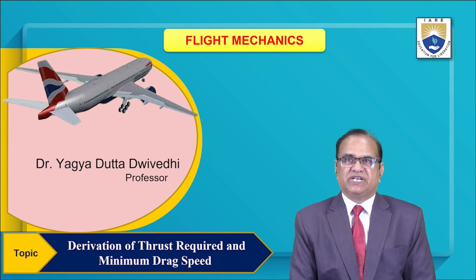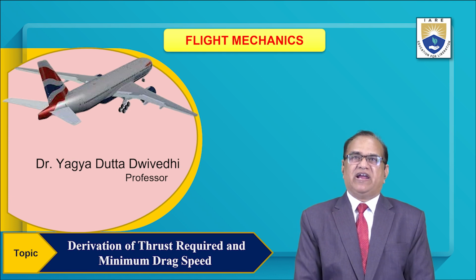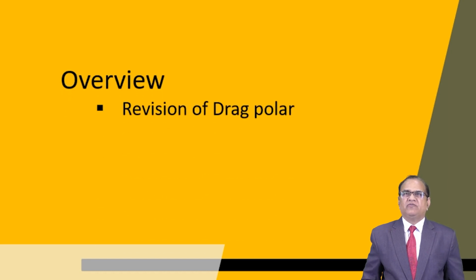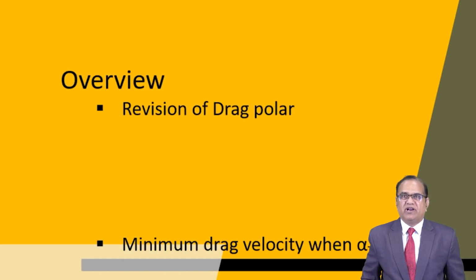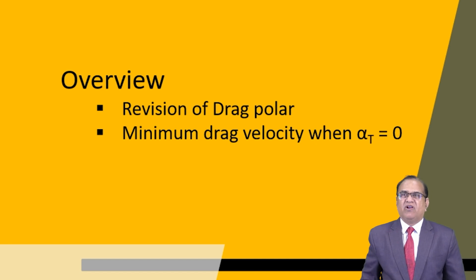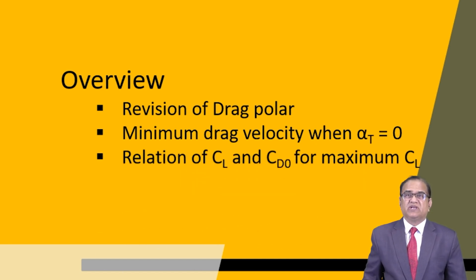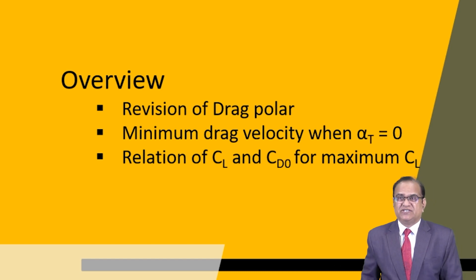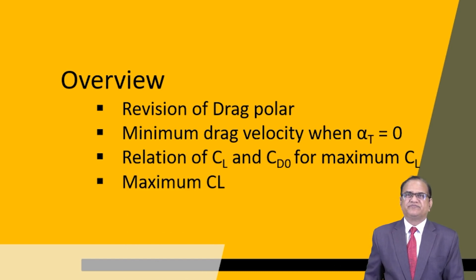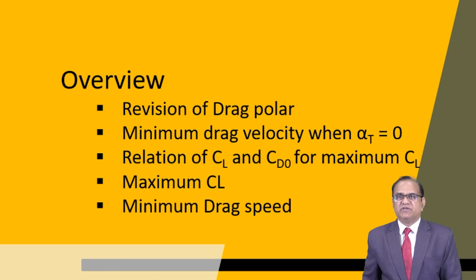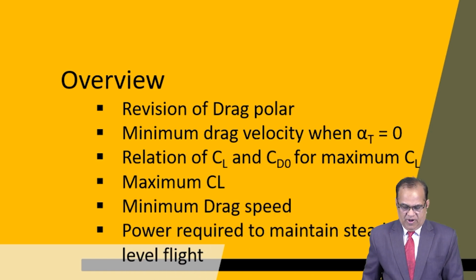Today my topic is derivation of thrust required and the minimum drag speed. In today's overview: revision of the drag polar, minimum drag velocity when alpha t, that is thrust angle, is 0, relation of CL and CD naught for maximum coefficient of lift, minimum drag speed, and power required to maintain steady level flight.